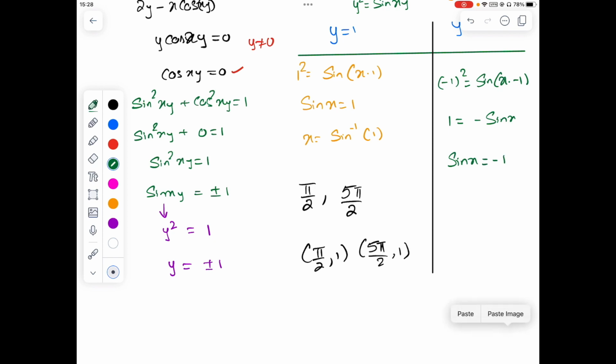Sine is negative in the third and fourth quadrants. The third quadrant gives 3 pi by 2, then adding 2 pi again gives 7 pi by 2. So it's going to be 3 pi by 2 comma negative 1 and 7 pi by 2 comma negative 1. Those are the coordinates of the points where the first derivative equals 0.